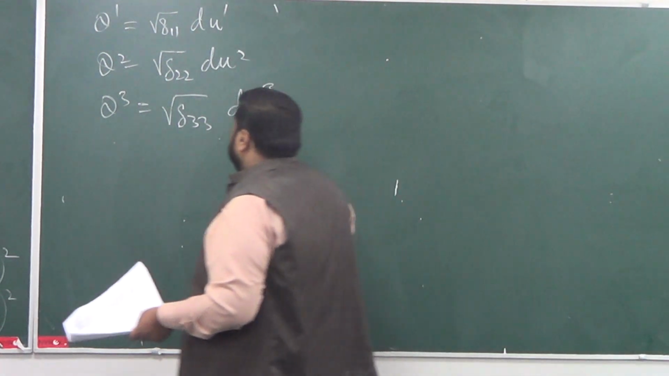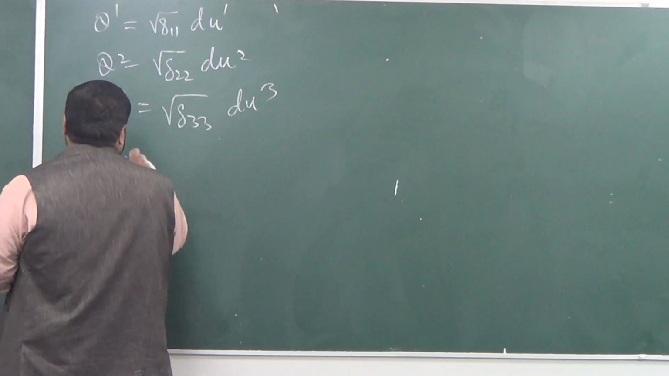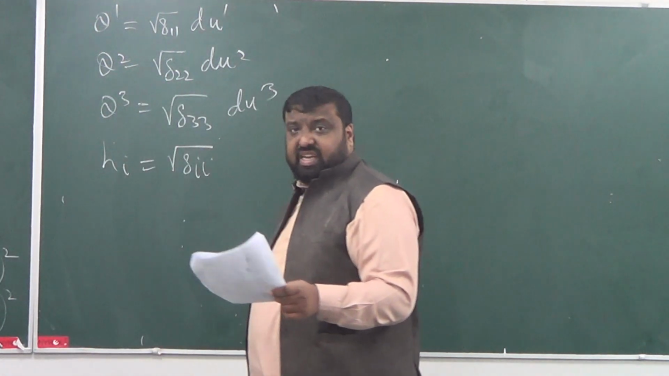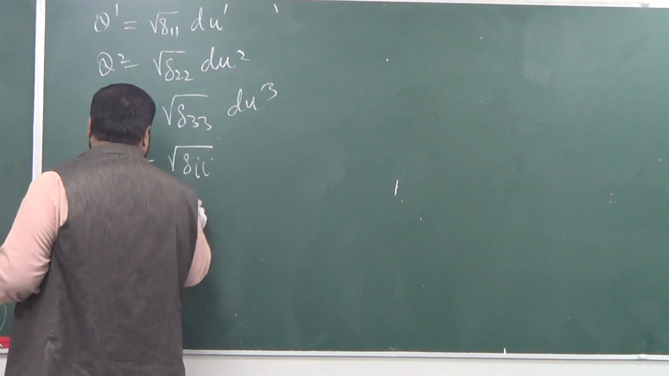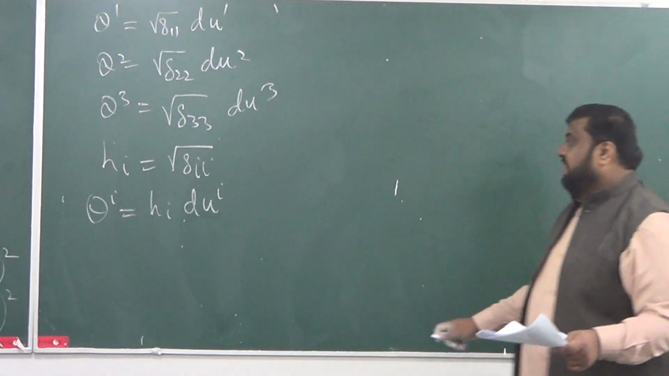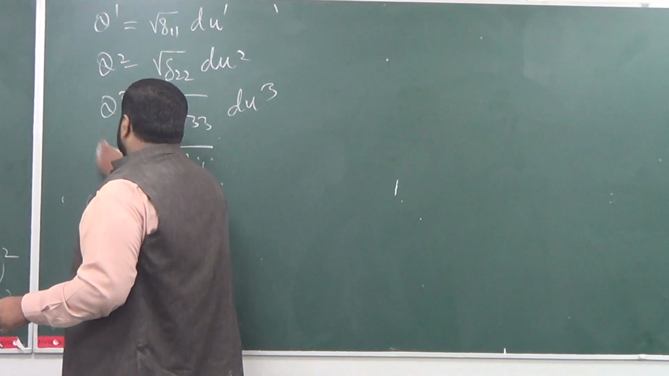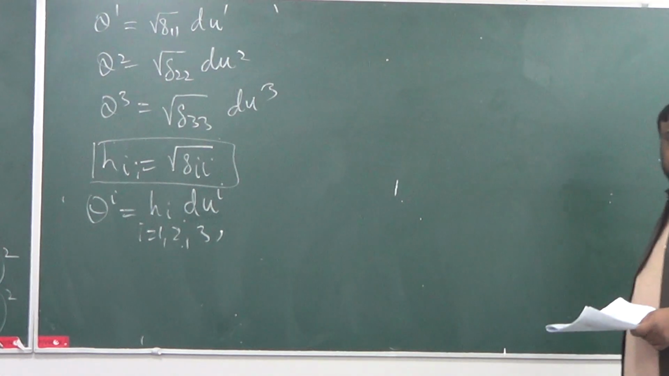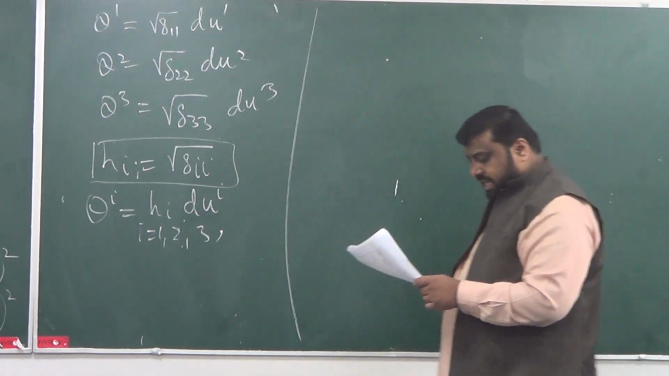For the sake of simplicity, I am defining h_i to be the square root of g_ii. Okay? So each theta^i would be h_i du^i, where i is 1 to 3. So this is what I am defining. These are what you call the scaling factors. Alright.